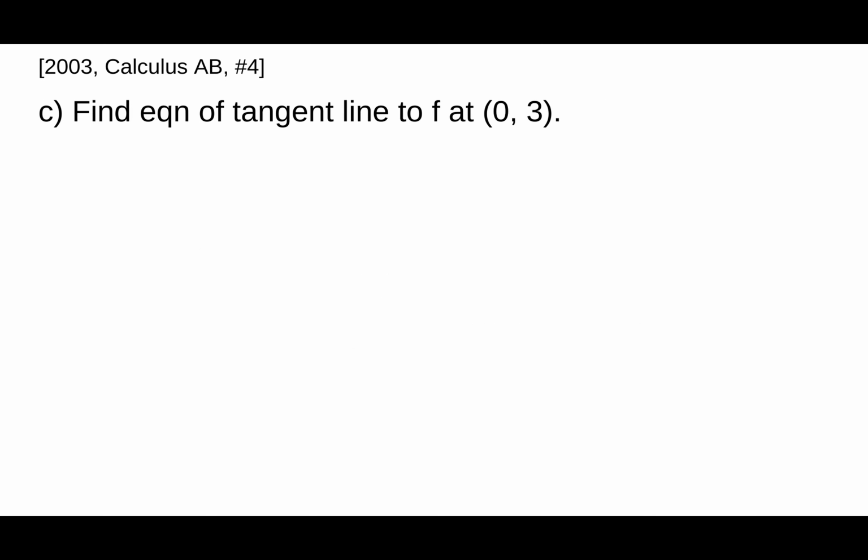In part C, we are asked to find the equation of the tangent line to f at (0, 3). In order to find the equation for the tangent line, we need to know the slope of the tangent line at (0, 3). That we can get from the graph of the derivative of f. f prime of 0 is -2.